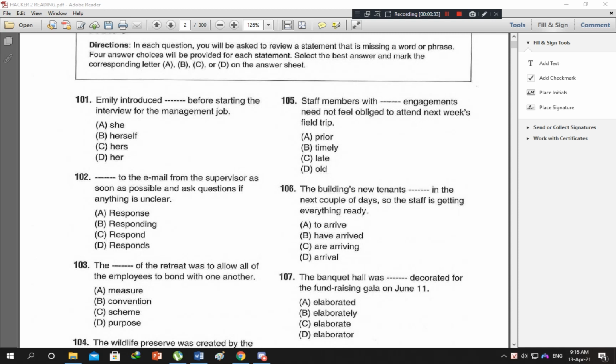So the first thing that you're going to see is 101, the whole section of the TOEIC test. The first thing you need to look at is the answer here. So we have these four words. These four words are called pronouns in English. So actually, let me show you how the pronouns work.